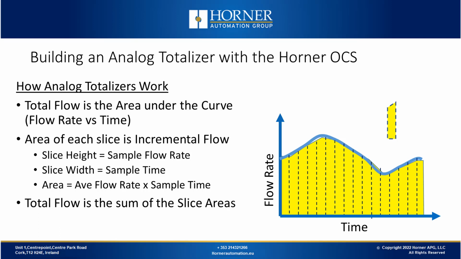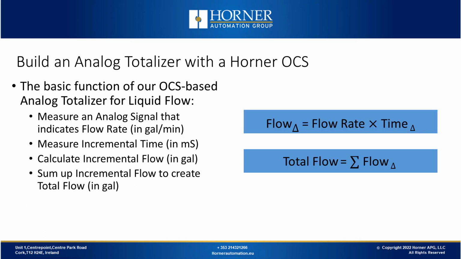In terms of area calculation, we can see that the area of the slice we want to measure is effectively a trapezoid. So to calculate that area, we take the average flow over the start and end of that sample times the amount of elapsed time in that sample, and that will give us the area under the curve for that slice. The basic function of the OCS-based analog totalizer is the following.